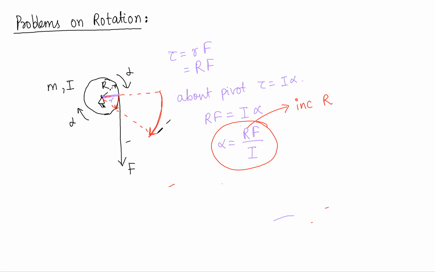What will happen if you increase F? Obviously, the amount of torque is also going to increase. So increasing R or increasing F is going to speed up the wheel. Both of these, increasing them is going to speed up the wheel. It is going to increase the acceleration. If you reduce R, it is going to slow down the acceleration. If you apply a force right at the pivot, there is going to be no acceleration at all because this force is not going to have any rotational effect.